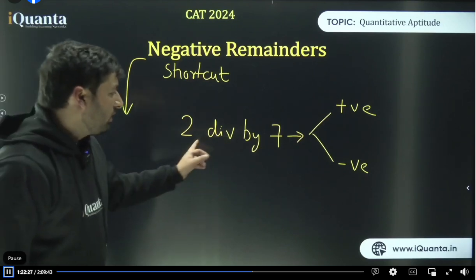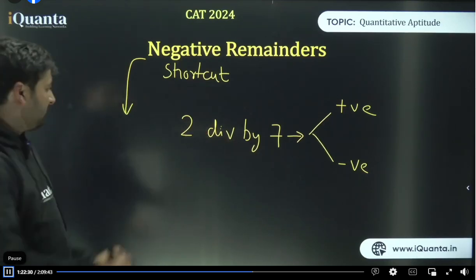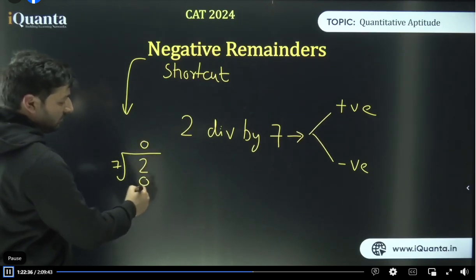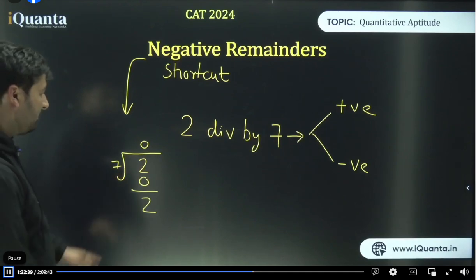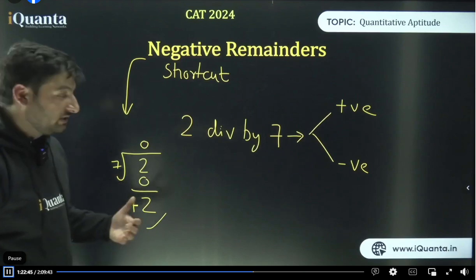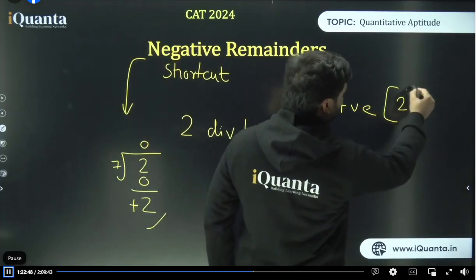Okay, what will be the positive remainder? You divide 2 by 7, you will get 2 as the remainder, isn't it? 0 will be the quotient, 7 will be the divisor, 2 will be the dividend, 2 will be the remainder, and because this 2 is a positive value, this is the positive remainder. So you will write 2.